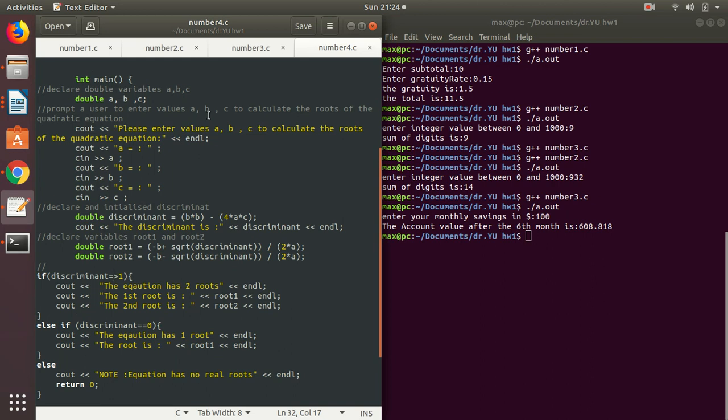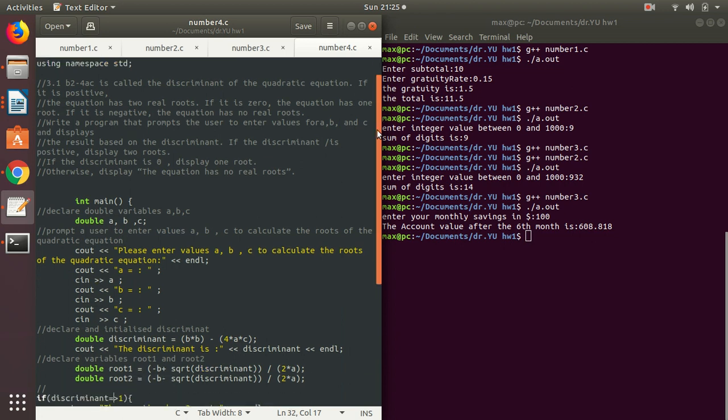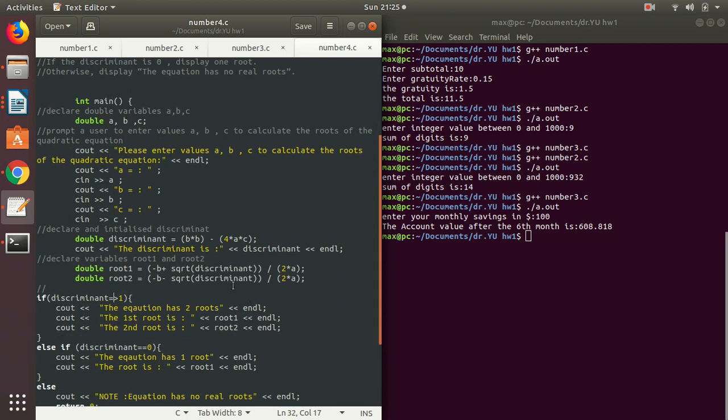Number 4, we are supposed to calculate the roots of a quadratic equation, and what is special with this is I included the math library. That is because I had to use the square root of the discriminant. So I declared the doubles A, B and C. Remember, if it's double A, B, C, you can also enter an integer. It is okay, because an integer can be a double. 1 can be 1.0 or something. It's okay.